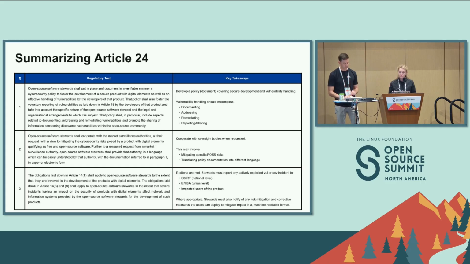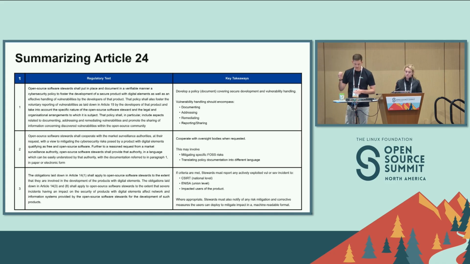Second thing you need to do is simply cooperate. Make sure you work with your local regulator. What does that mean? They call out a few examples in the actual text of the regulation. It could be something as simple as taking that policy document you just created and translating it into a language that the regulator understands. Or it could be something more broad, like supporting the mitigation of a specific open source risk that may be identified in a project you support.